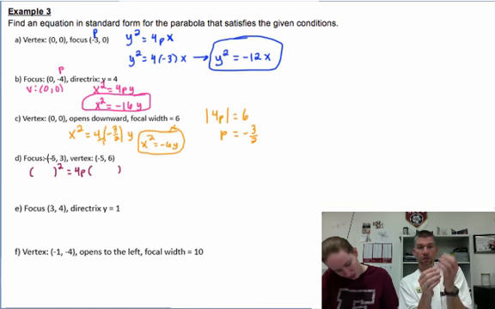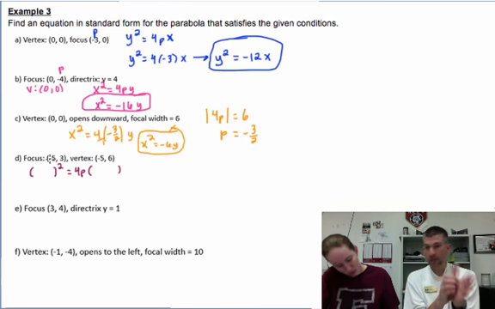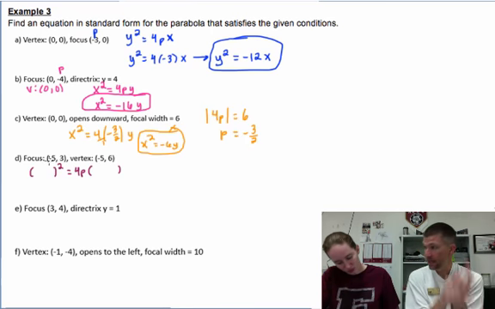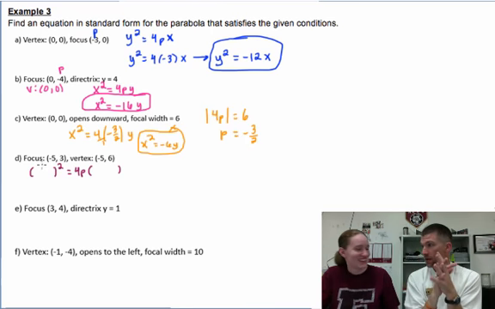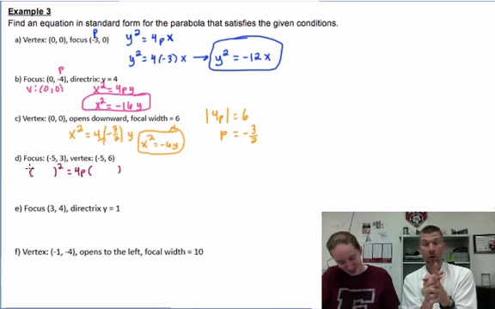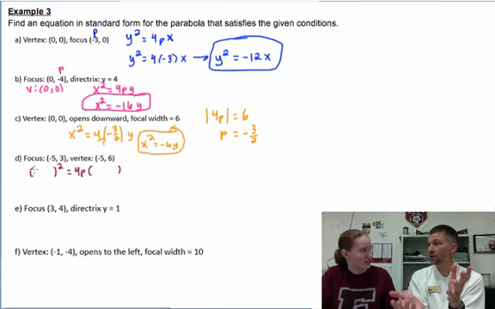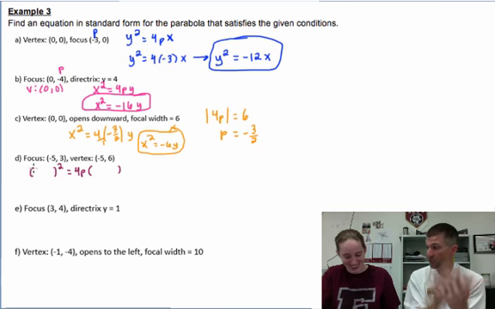So we just need to figure out, if the x coordinate doesn't change but the y coordinate does, that means it's got to be opening up or down. The x didn't change. The y coordinate does, so it opens up or down. And look at your chart, that's an x squared situation.